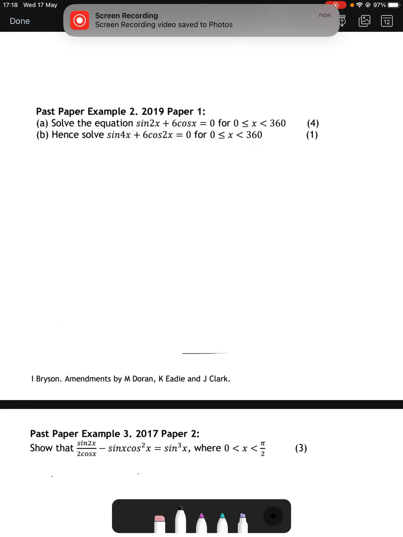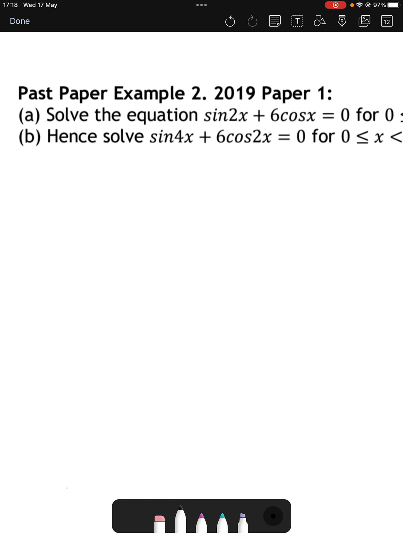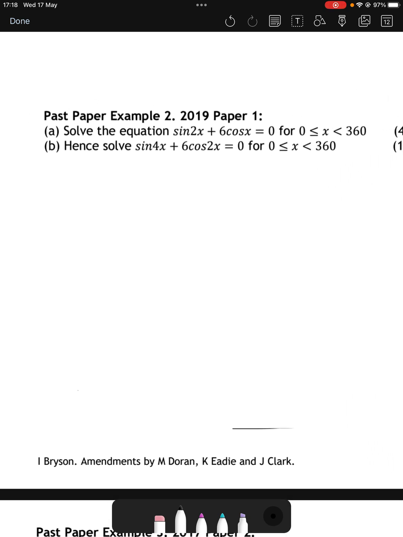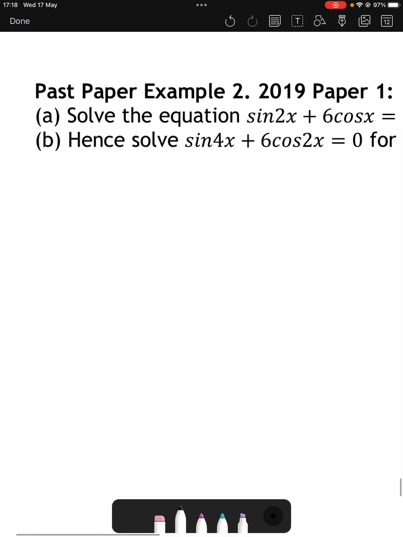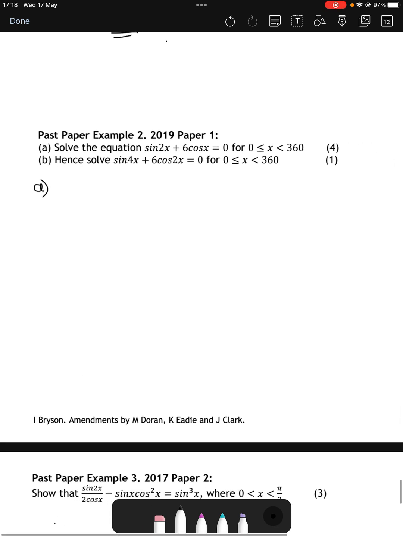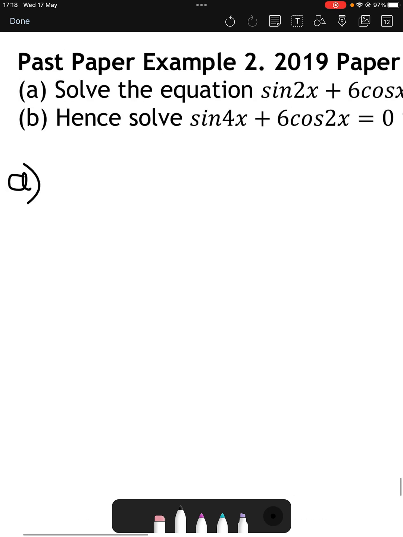Okay, past example 2. This is again from paper 1, from 2019 this time though. So solve the equation, and then we've got a hence for part B, right? So part A, so solve. We can see this is multiple trig functions. Multiple trig, we look at your formula sheet. So sine 2A is 2 sine x cos x.